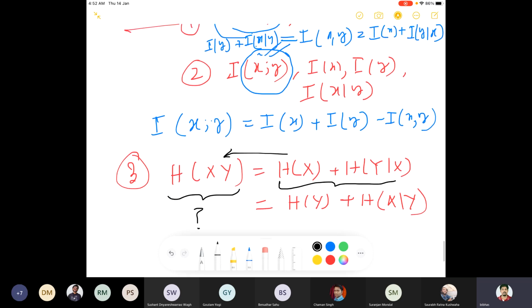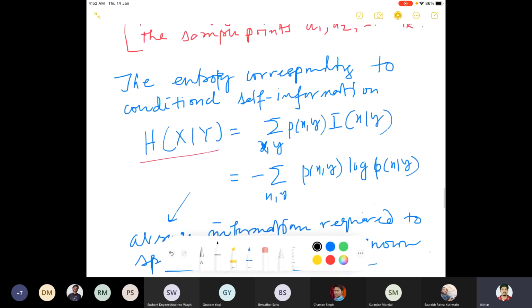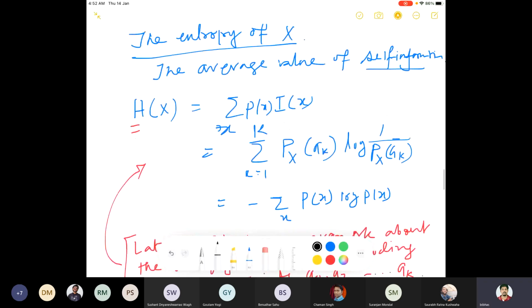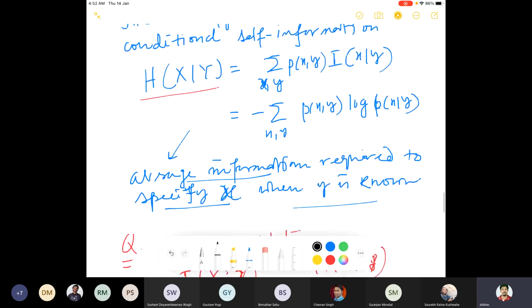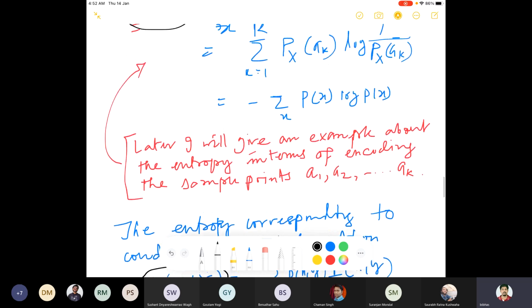H(X), you already know, right? H(X) is the entropy. And H(X given Y) is a conditional entropy, or conditional self-information, or average information, whatever it is. You know this definition.